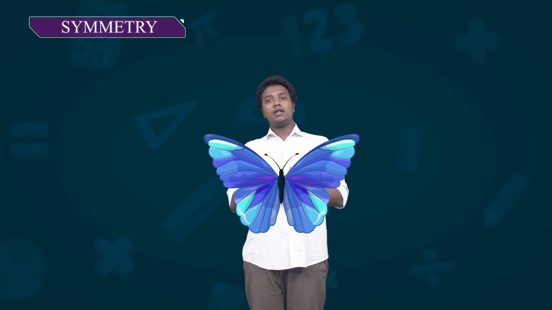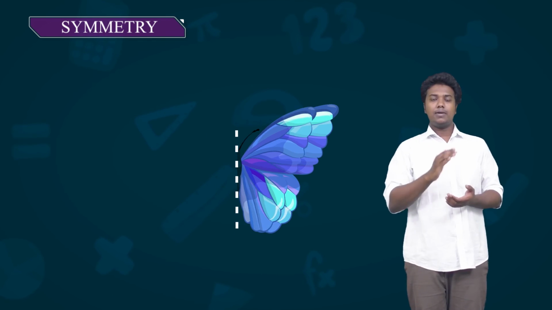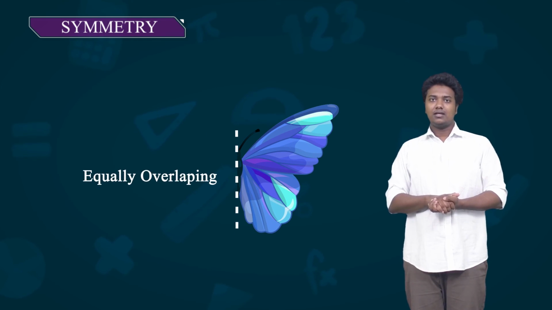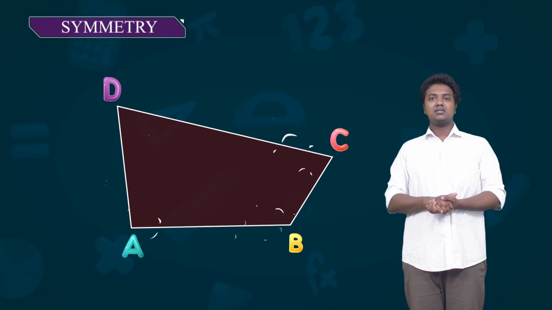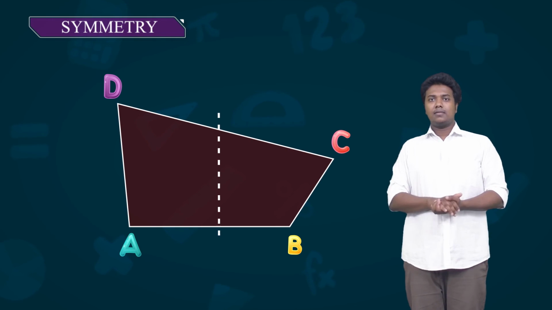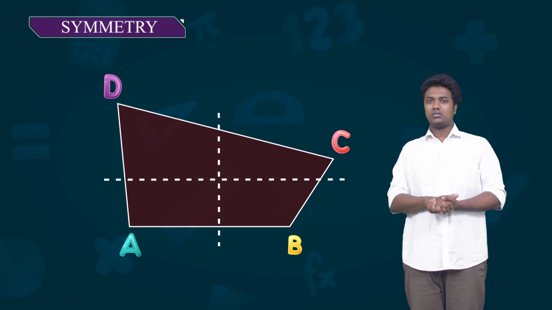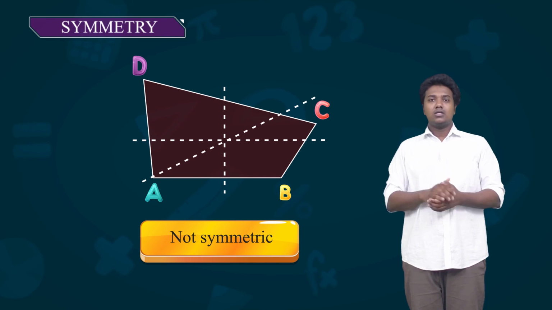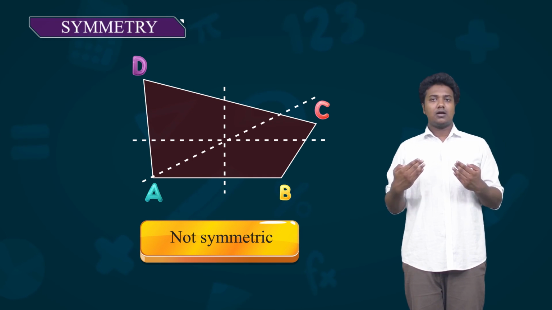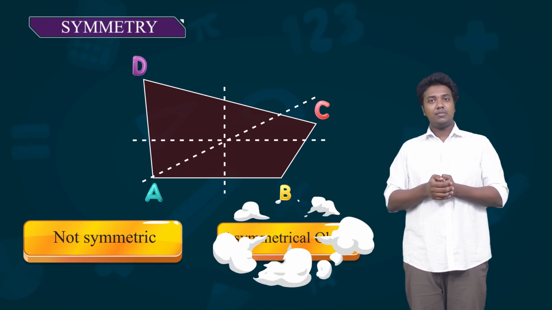Suppose you consider this butterfly. How many lines of symmetry does it have? If you draw a line vertically and flip it, it overlaps equally, right? So it has only one line of symmetry. Now consider this awkward figure. Draw a line. No, they are not symmetric. Draw this line. No, they are not symmetric. Draw a diagonal. No, they are not symmetric. So if there is no line of symmetry, then it is said to be an asymmetrical object.